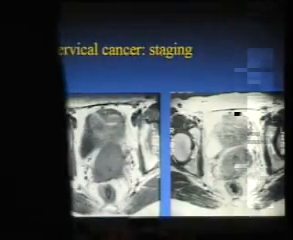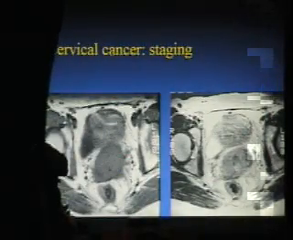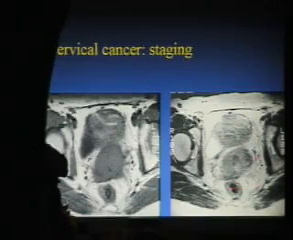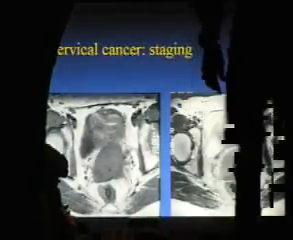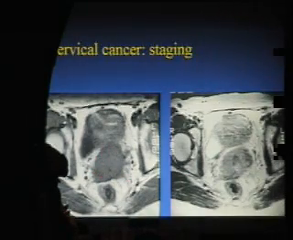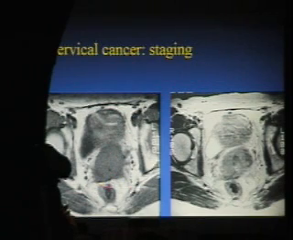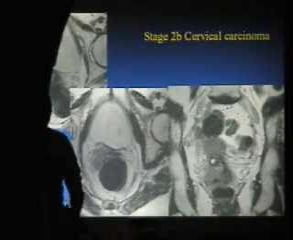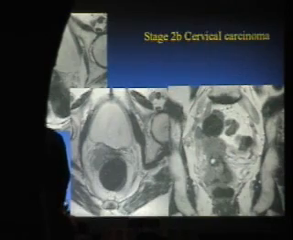So T1 and T2 for staging, advanced disease, complete replacement of the cervix by a large mass here, no normal cervix, no black ring, no donut like we saw early on. It's all tumor. And here on T1, we can see spiculation of the fat surrounding the cervix. This will look the same on CT. You should look for this on CT as well. The ligaments will be infiltrated by tumor, and that's outside the parametrium. That's what's known as stage 2B, that last case.